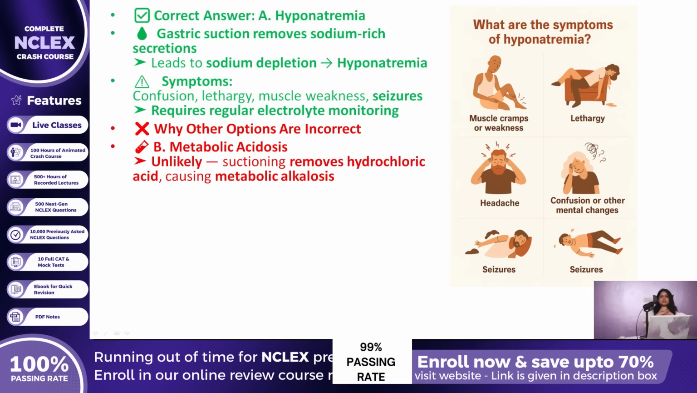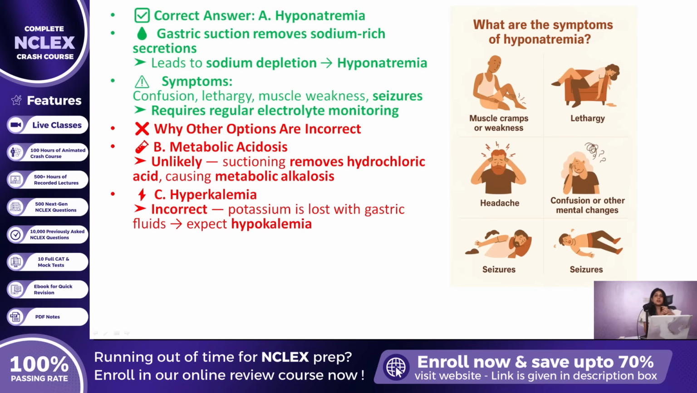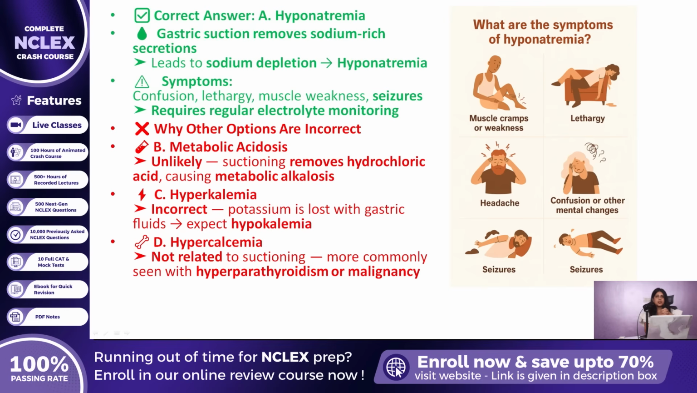Looking at the incorrect choices, B, metabolic acidosis is unlikely. In fact, loss of hydrochloric acid via suction typically causes metabolic alkalosis, not acidosis. C, hyperkalemia is also incorrect. Potassium is lost along with gastric fluids, so hypokalemia is more common in this situation. Lastly, D, hypercalcemia is not typically associated with nasogastric suction. It is usually linked to conditions like hyperparathyroidism or malignancy.